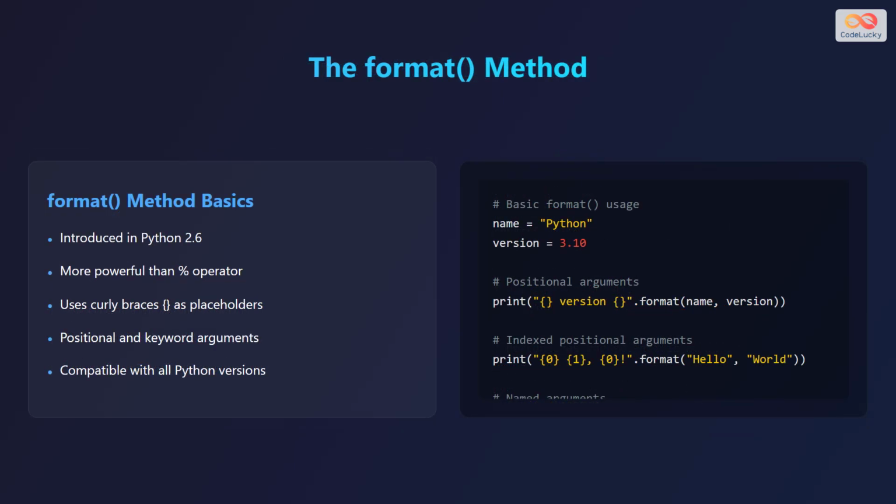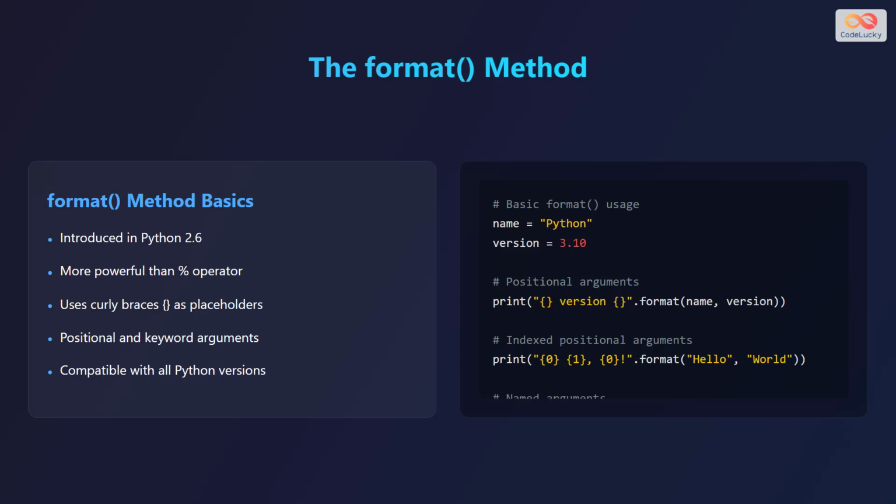Let's explore the .format method in Python. Introduced in Python 2.6, the .format method is a powerful and versatile way to format strings. It uses curly braces as placeholders and supports both positional and keyword arguments, making it compatible with all Python versions.